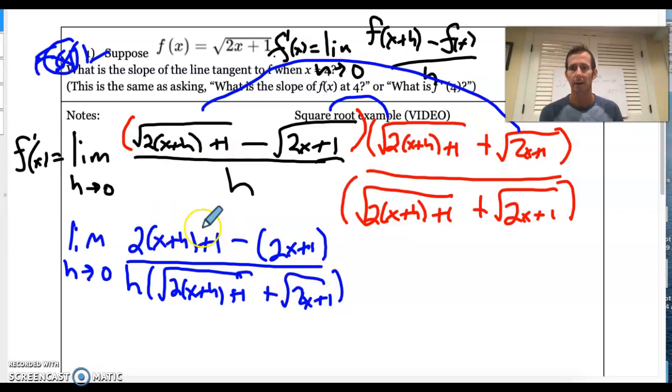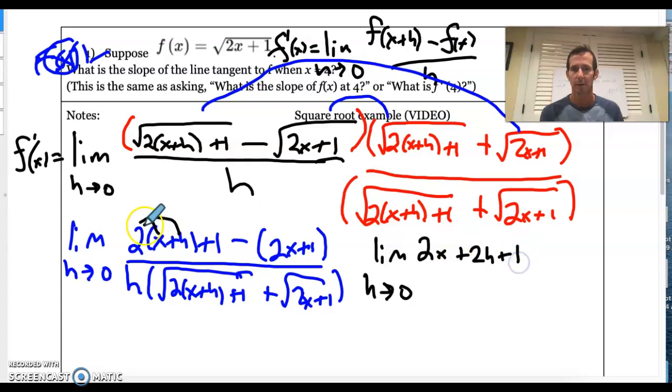All right, now I can do a little bit of cleanup on the top. I'm going to keep my limit as h approaches 0 because I have not applied it yet. I can distribute this, and if I distribute that, I would get 2x plus 2h plus 1. That distributes to those two. This minus sign I'm going to distribute. So I'm going to have minus 2x minus 1 all over top of this denominator.